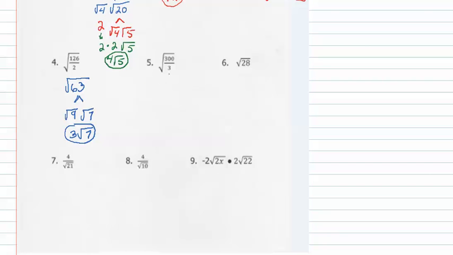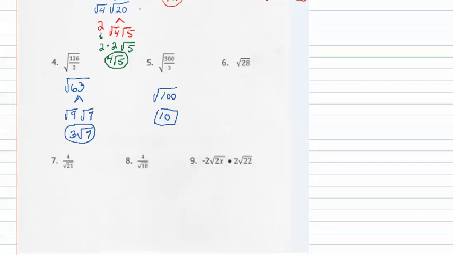Number 5, I've got the square root of 300 over 3. Ask yourself, within this radical, can I simplify that fraction? Will 3 go into 300? And it will. 3 will go into 3 once, and there's 2 zeros. What's the square root of 100? The square root of 100 is 10. So there's my answer for number 5.